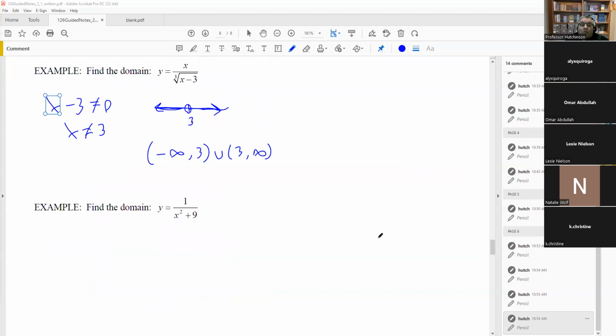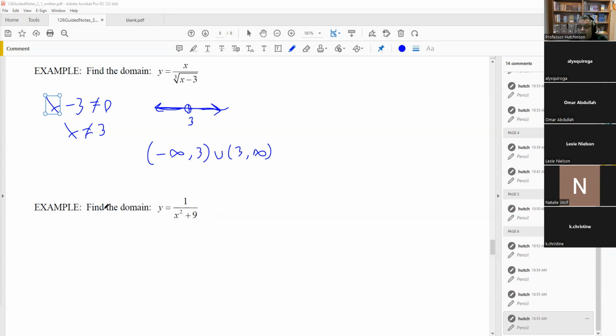So a question that often comes up is, if I have a fraction, does that mean every single time I'll have a number that's not included? Well, not always. So let's take a look at this case here. I have 1 over x squared plus 9. Now, x squared plus 9, that's not a difference of squares, so I can't factor this in any kind of way.